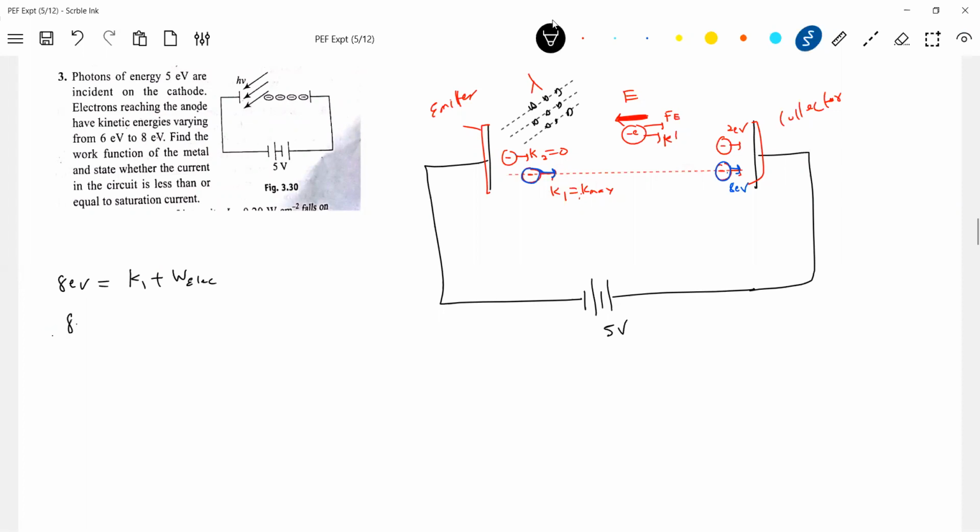For this 8 electron volt, K1 you can write as hf minus work function, the energy of the photon, plus work done. Work done by the electrostatic field is charge into potential difference, so let me write e into V. So 8 electron volt equals the energy of the photon, 5 electron volt, minus the work function, plus eV.